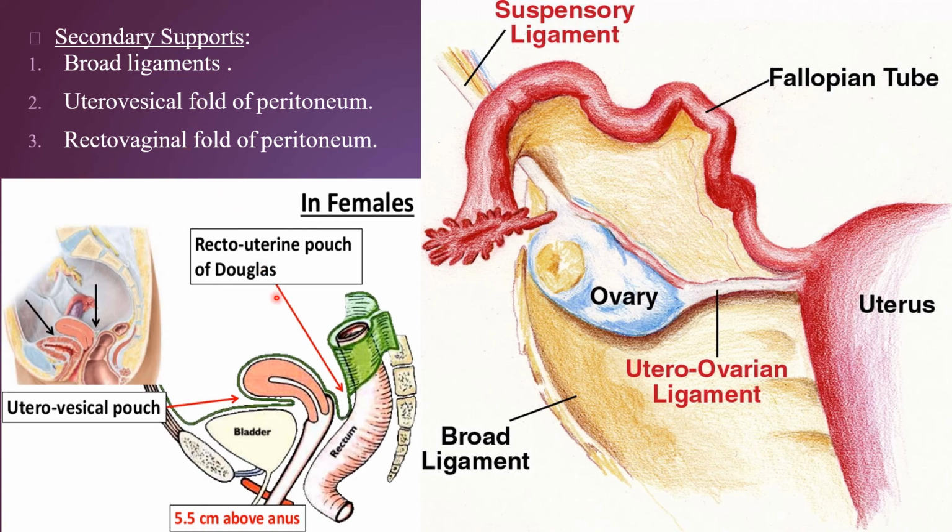Here you can see the rectouterine pouch, which is nothing but rectovaginal pouch. Here you can see the uterovesical pouch, anterior support and the posterior support respectively. Here you can see the broad ligament attaching to the lateral border of uterus. This is the uterus. This is the lateral border. The broad ligament attaches to the lateral border, acting as a huge support to the uterus.